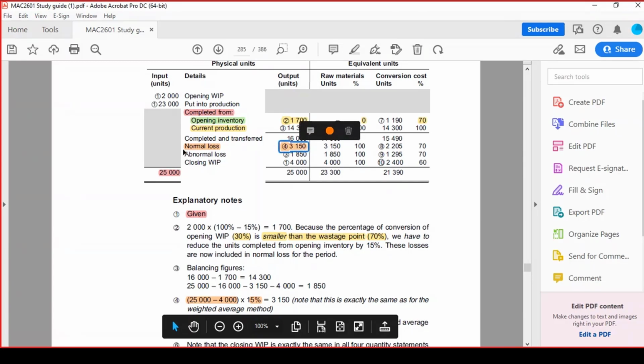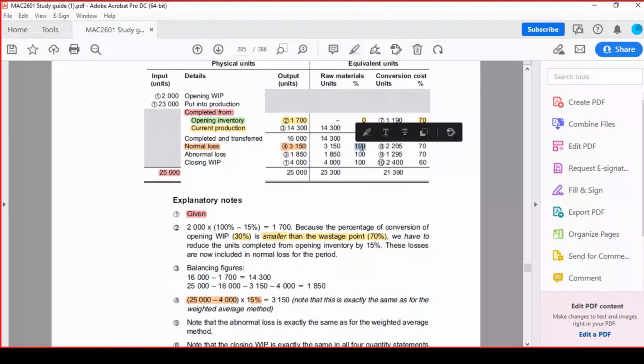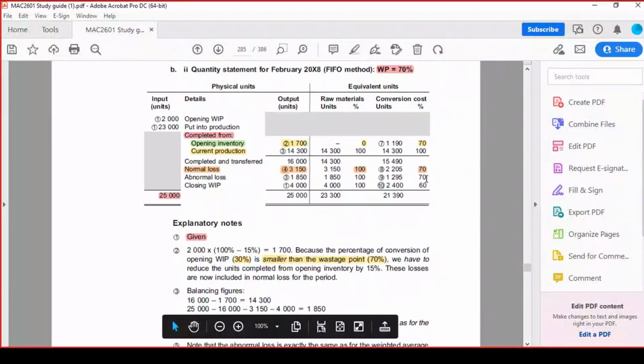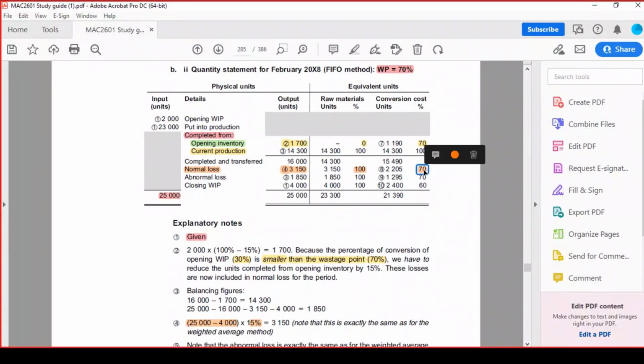So after getting this amount, and I'm still saying, please, this normal loss is the same for weighted average. Do not confuse it with this one. And it's under the equivalent units. We did say your raw material is at 100%. For the conversion, you need to put it at the wastage point. So you put the wastage point here, 70%. So you say 70% multiplied by that. That's the amount that you put under conversion cost.